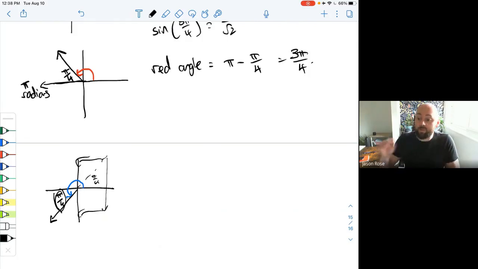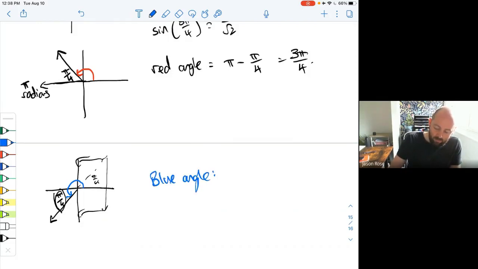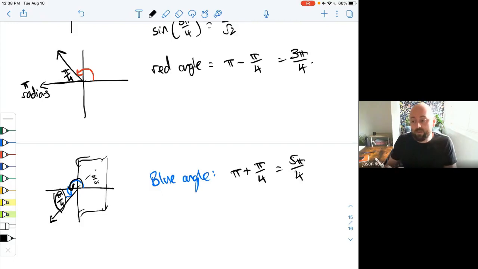So what does that make the blue angle? Well, how am I going to get that? I can go as far as pi, and then I can add the pi over 4. That would be pi plus pi over 4, which is 5 pi over 4. And now I know what cosine of 5 pi over 4 is, and what sine of 5 pi over 4 is. I have more special angles for cosine and sine, and therefore for tan as well, because I just have to do sine divided by cosine.